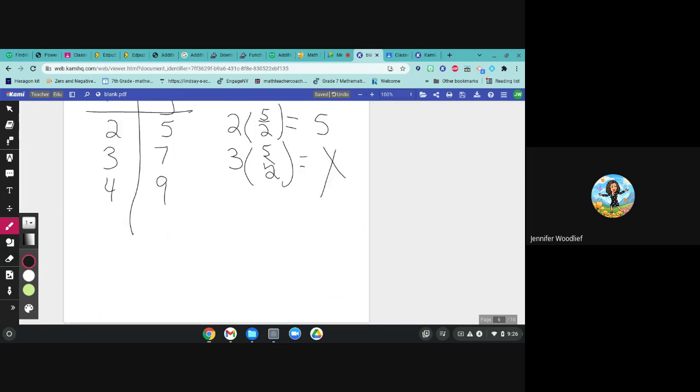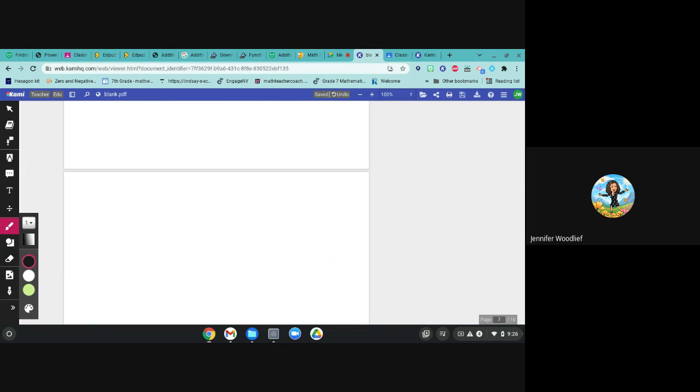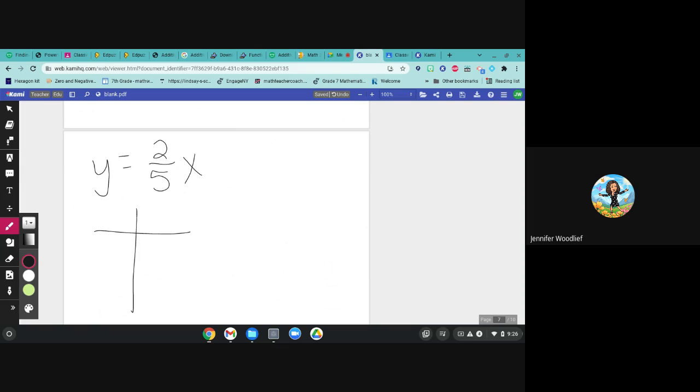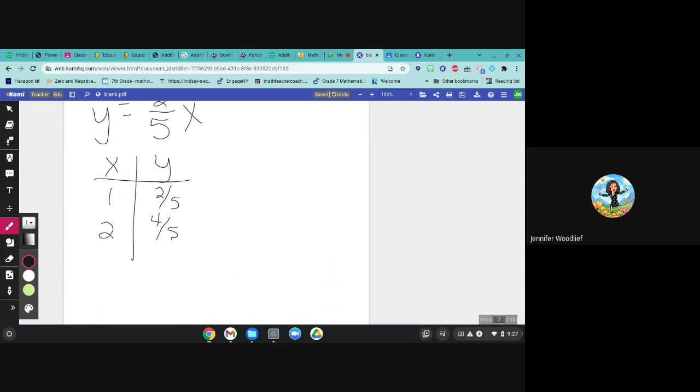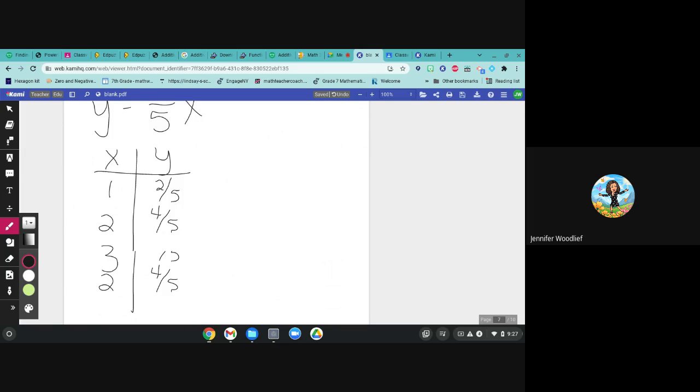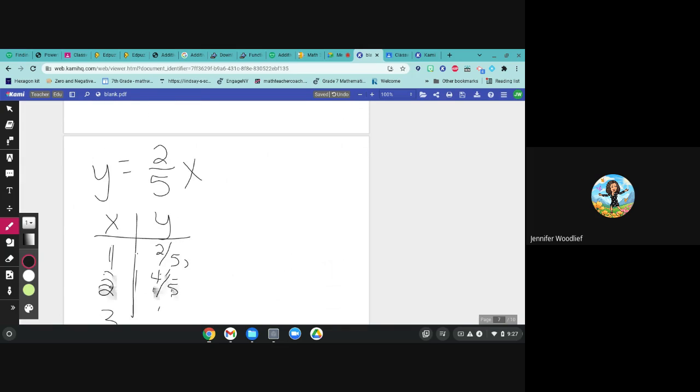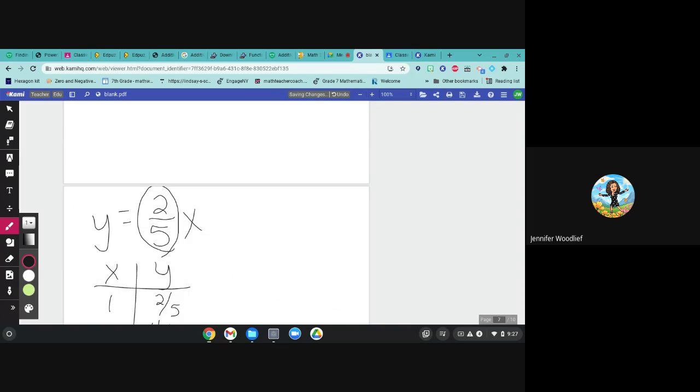So if I was to write my equation, it might be something like 2 over 5x. If I looked at that table, my points might be, if that was 1, this would be 2/5. My second would be 4/5. So they become a little bit harder. And so sometimes that's why that coefficient might not have a 1 on the top.